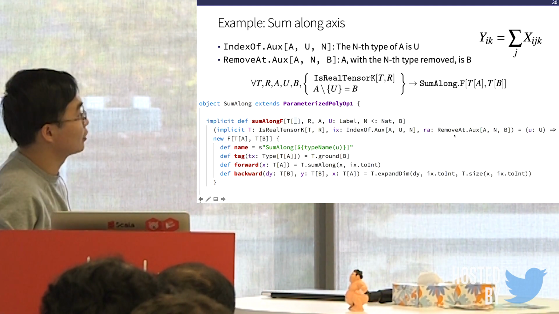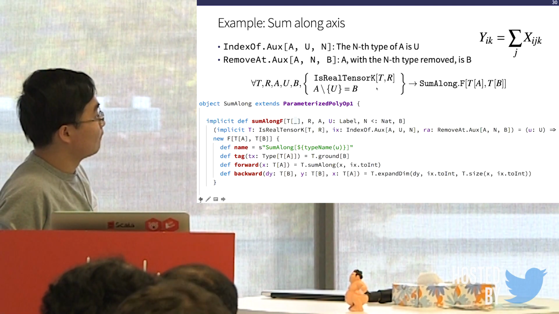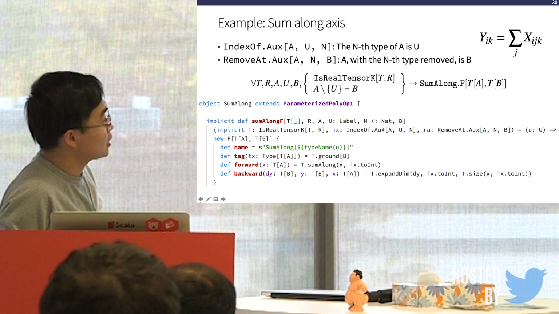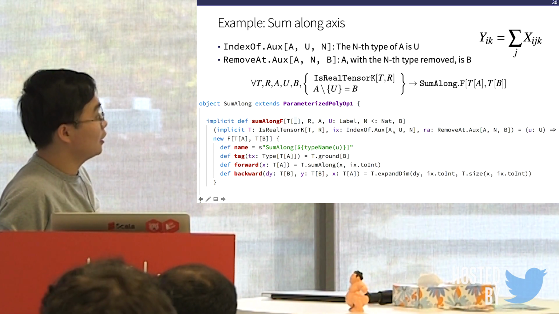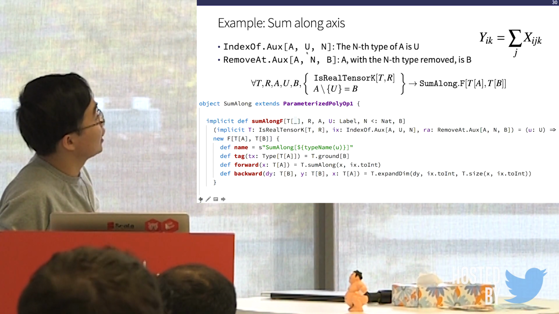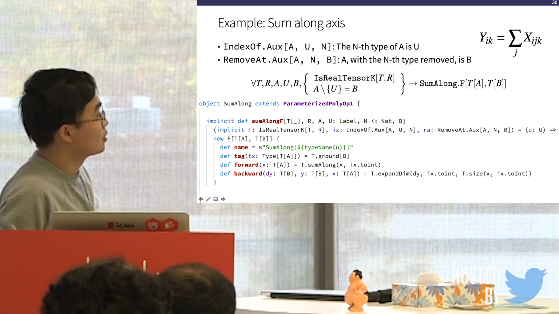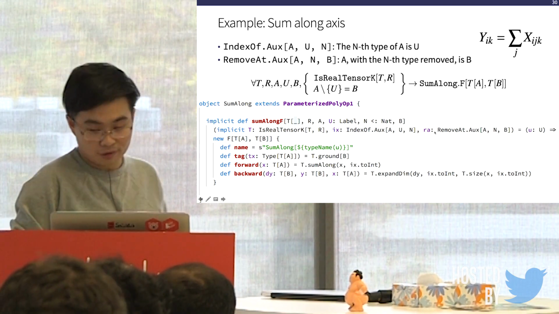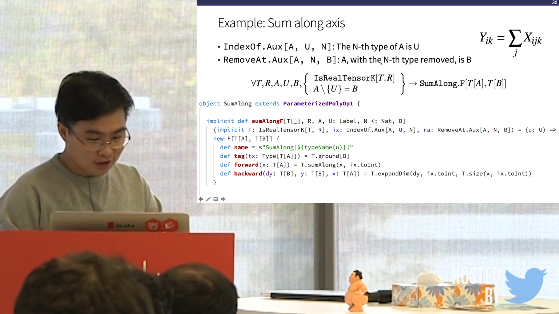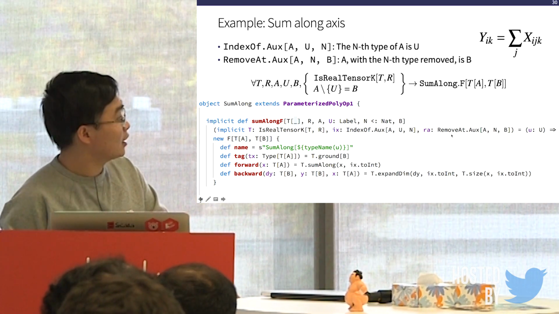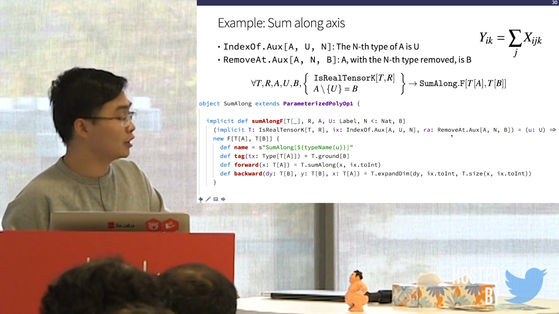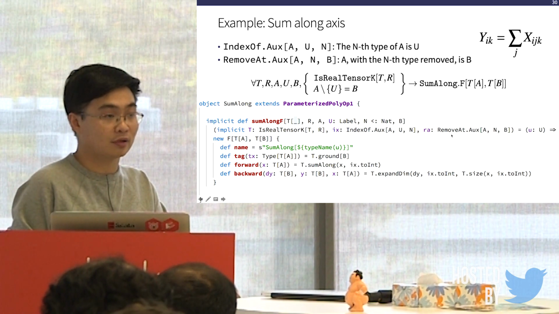So we do this in this way. We first get the index of u in a, this n, where the nth type of a is u, and then remove this axis n to get b. So these are all type level operations in Scala. This index of and remove add are my own additions to Shapeless. In Shapeless HLists, these are not implemented.